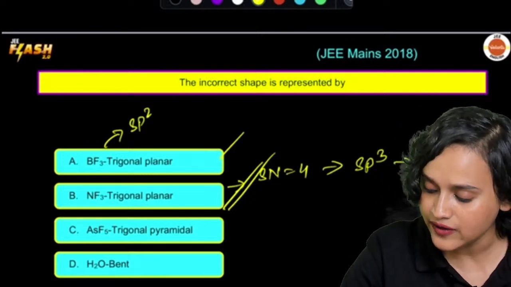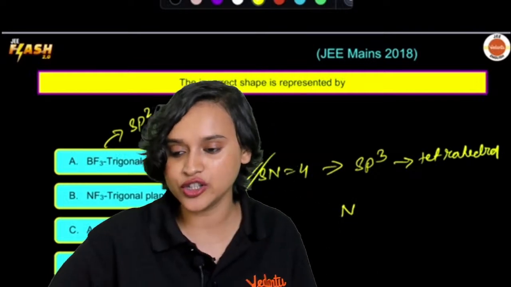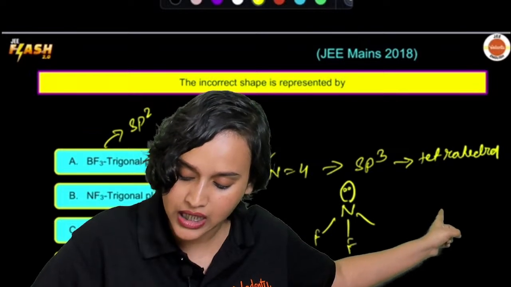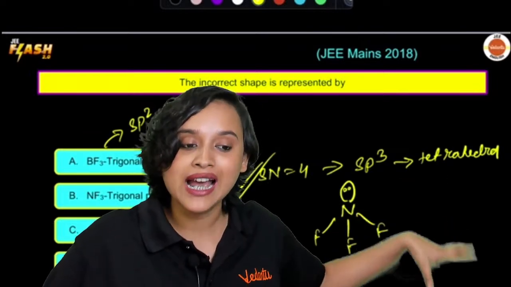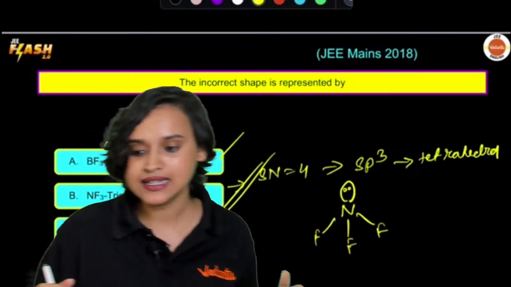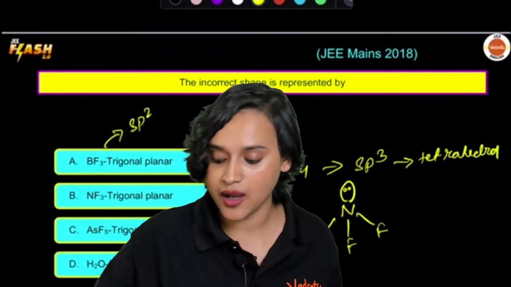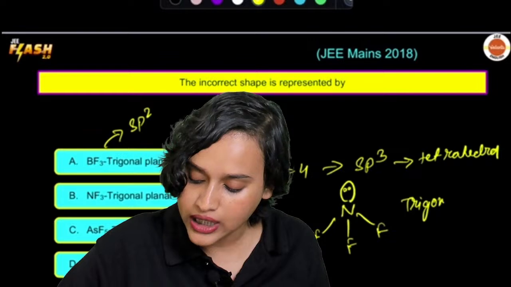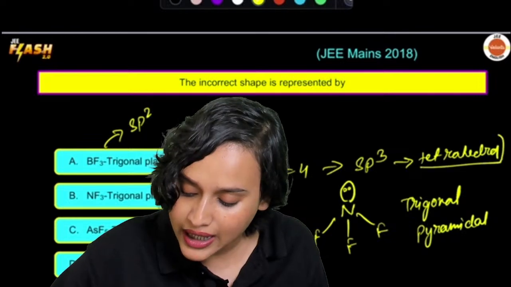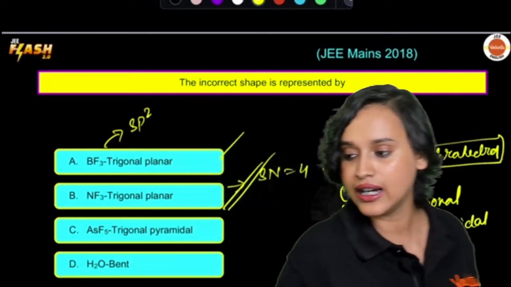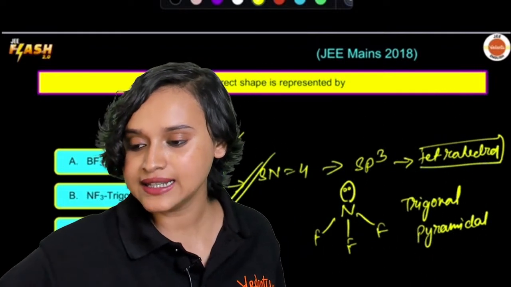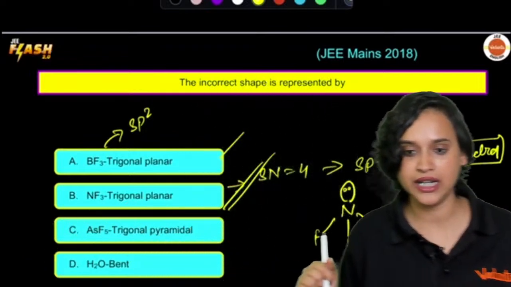Now everybody, NF3, this is going to be the shape. You have F, F and F, and here you will have a lone pair. The geometry will actually be pyramidal. This will be trigonal pyramidal. The shape will be trigonal pyramidal, and the geometry is tetrahedral. Are you guys clear on what I'm trying to tell you? Are we all clear with this?